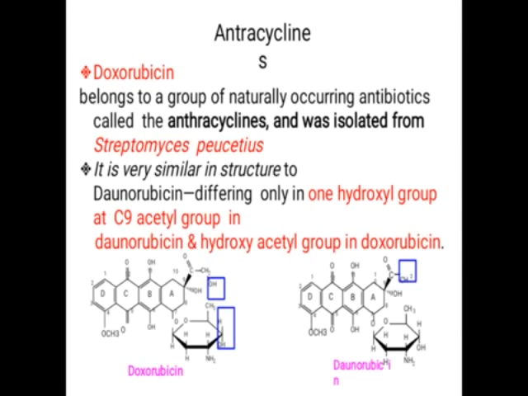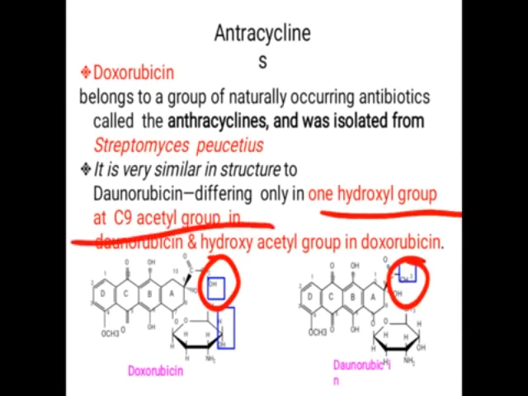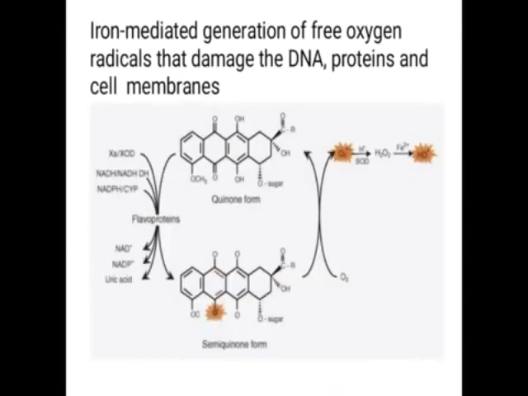Okay, here CH2OH takes place, here only CH3 takes place. That is one hydroxy group at C9 acetyl group, in the doxorubicin and daunorubicin. That is the difference between the structures of these two. Here CH2OH takes place at the 9 position, here only CH3 takes place. So that is the difference between doxorubicin and daunorubicin, which are the anthracycline antibiotics.